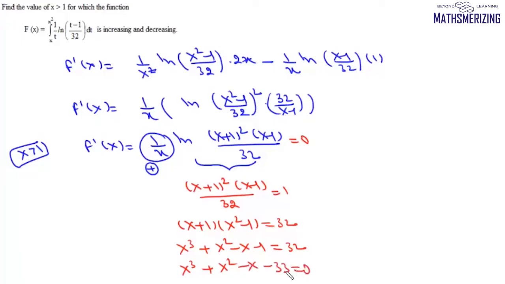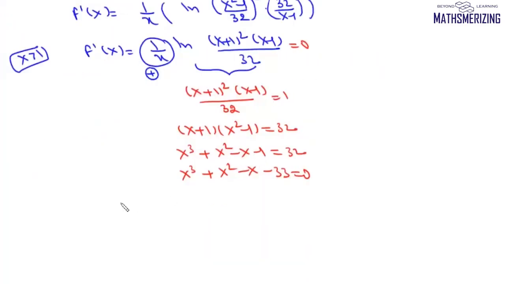minus 33 equals 0. Now if we put x as 3, we'll get this as 27 plus 9 minus 3 minus 33. So it will be 36 minus 36, which is 0. So one of the roots of this cubic equation is x equals 3. Now we'll use synthetic division.